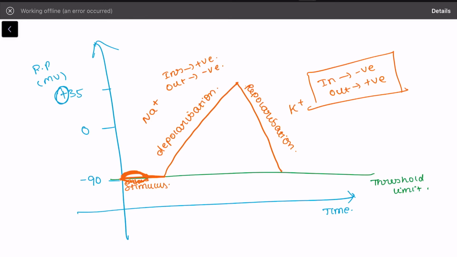And what is hyperpolarization? I haven't mentioned it there. In hyperpolarization, most of the K plus channels will be closed, but some will remain open, and because of that repolarization continues, and that phase is called hyperpolarization.